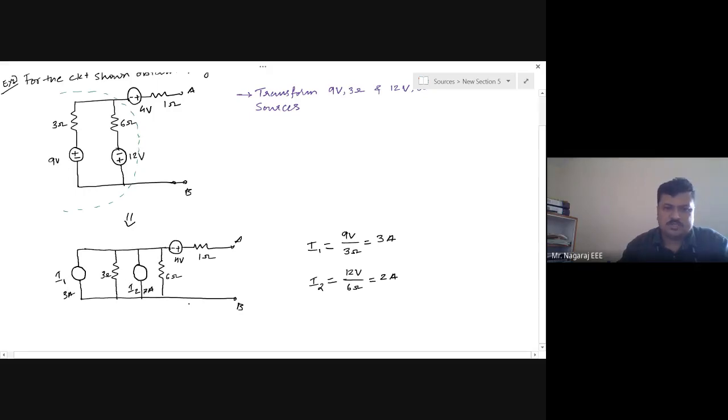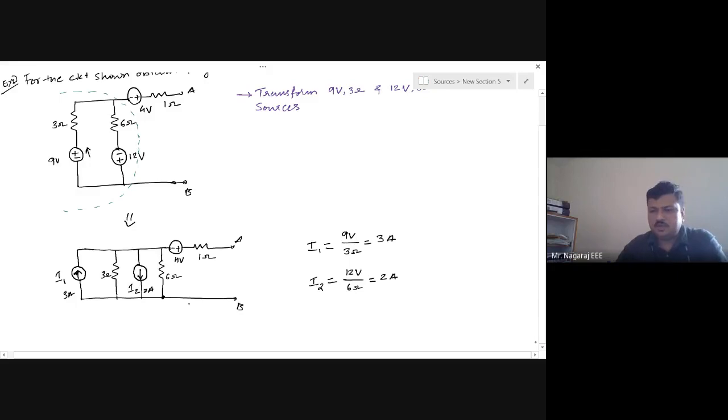Now what should be the direction? To get the direction of I1, I should observe the direction of potential of the 9 volt source, which is upward. The positive sign of the 9 volt source is upward. Therefore, the direction of I1 is upward. Now, for 12 volts, the positive sign is downward. Therefore, the direction of current I2 is downward. So, I1 is upward, I2 is downward.